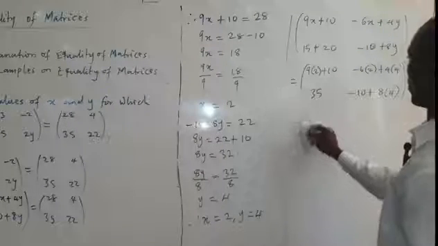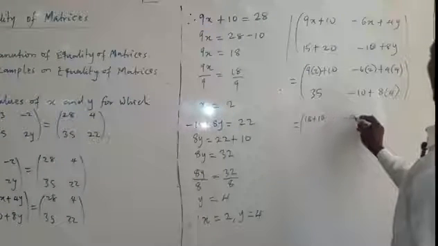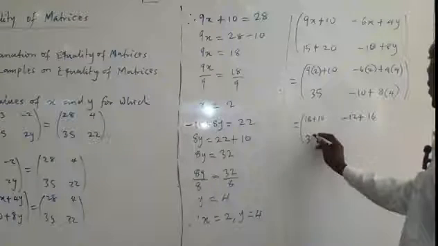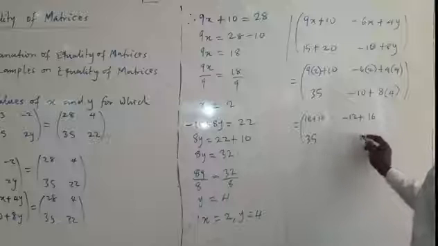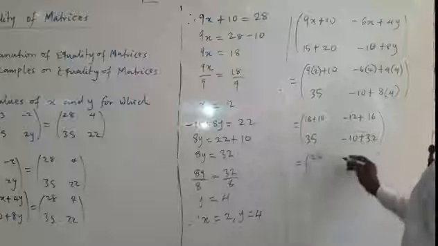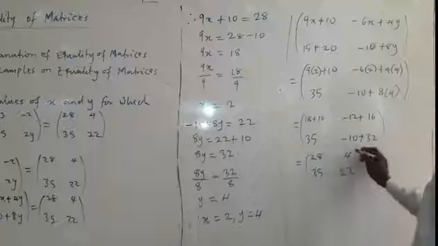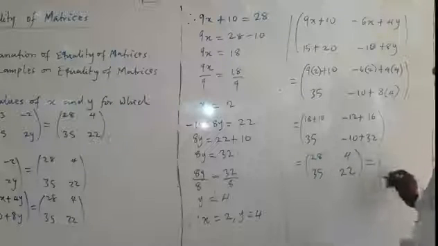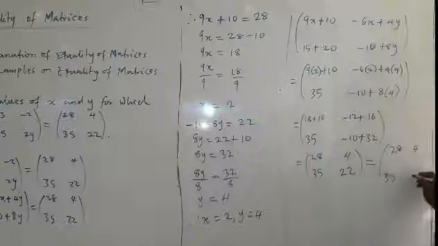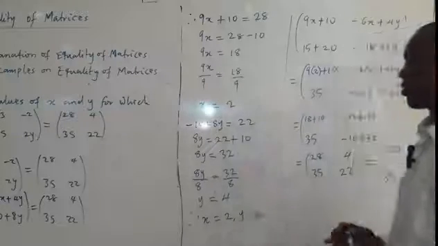So we now have 18 plus 10. Then we have minus 12 plus 16, then we have 35. Then here we have minus 10 plus 32. Which is equal to 28, 4, 35, 22. So which is equal to the right answer. And the right answer is what? 28, 4, 35, 22. So it means the values of x and y are very correct.